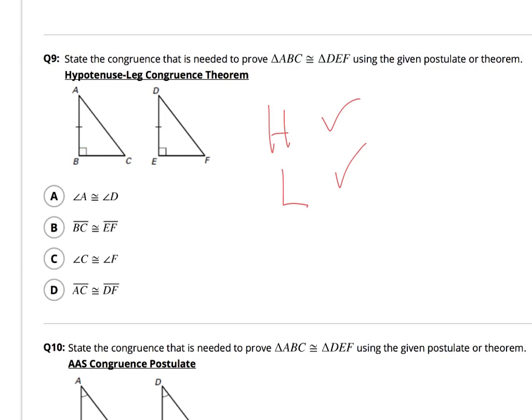Because you've got the 90-degree angle here. You've got a tick mark here and here. There's one piece that's missing. So which of these 4 pieces of information do we need to mark on the triangle in order to say, okay, yep, it's HL? That's question 9.